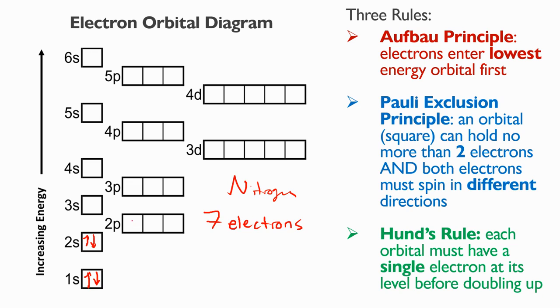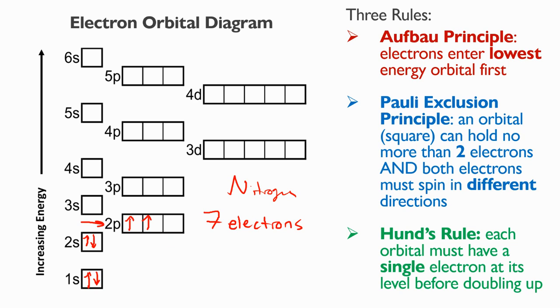I gotta allocate 3 more. So there's 5. Well, can I put another in this box for 6? Can I do that? No, because of Hund's rule. Hund's rule says that each orbital must have a single electron at its level before doubling up. So I can't start doubling up at this level until each box at that level already has 1 in it. So I need to move to the next box to add an electron.